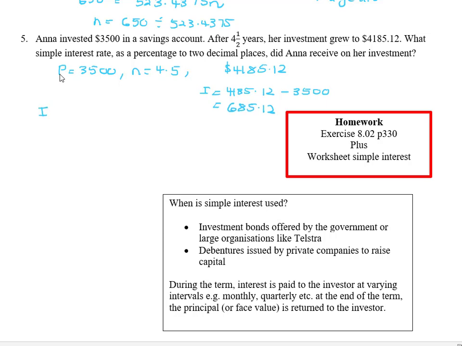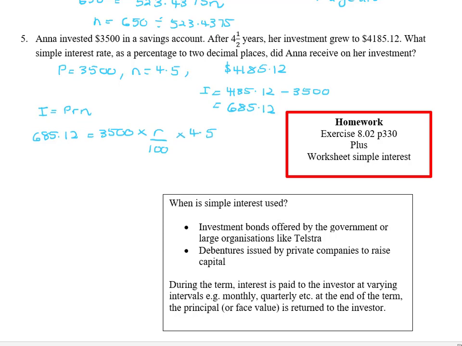And this is the amount of interest that has been earned. So now using my formula, I equals PRN, because remember this is not what the value of my investment is worth, it's just the amount of interest I've earned. In this case, we've just worked out that $685.12. My principal is $3,500. My rate I'm trying to find, but I always put my rate over 100. And my time period we know is 4.5.